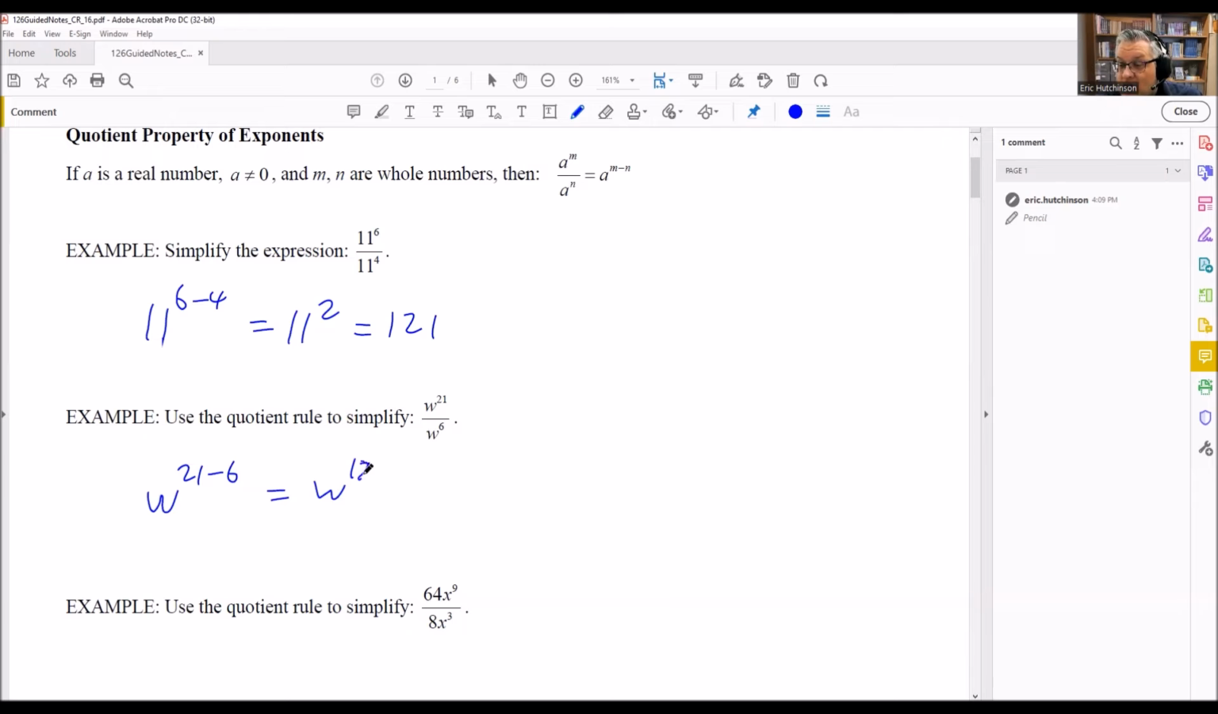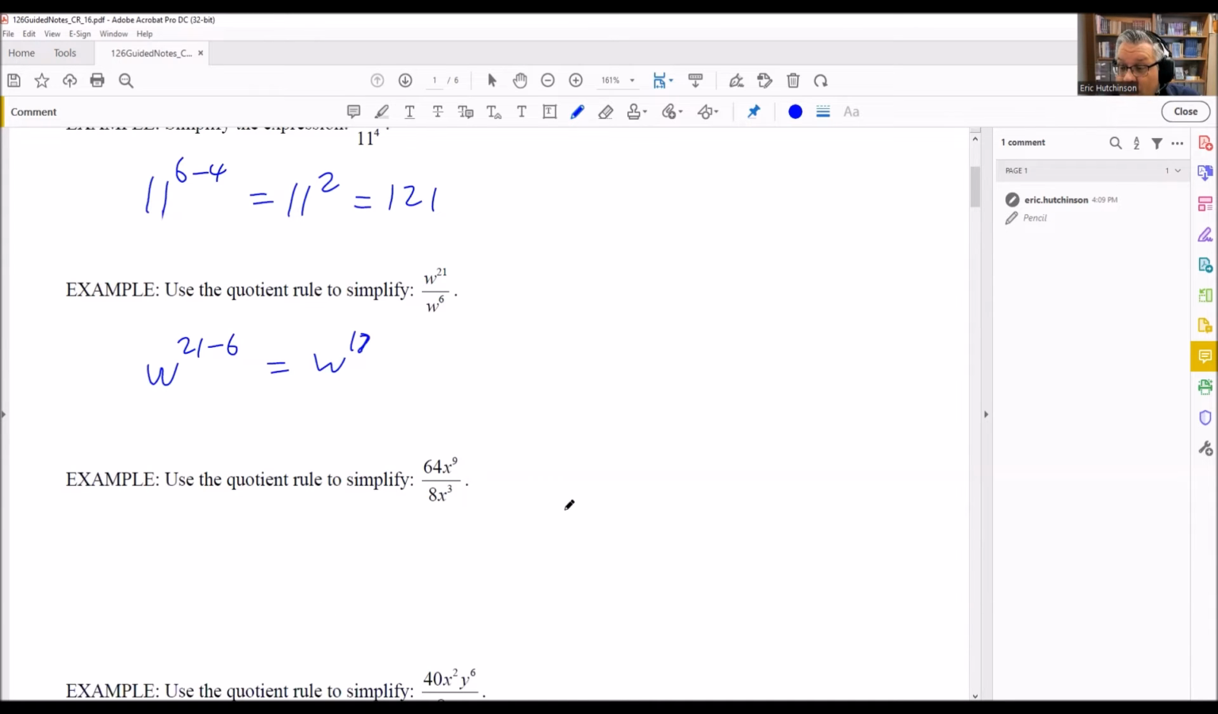And there's actually nothing else to do here because we don't know what w is, so we can't get a numerical answer. That would be your final answer, w to the 17th power.